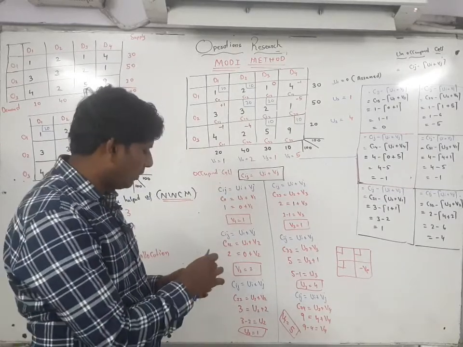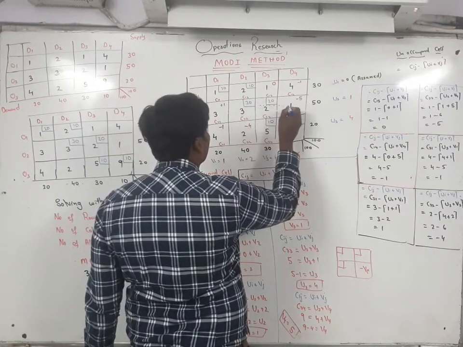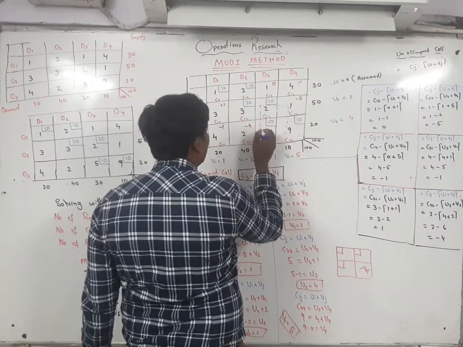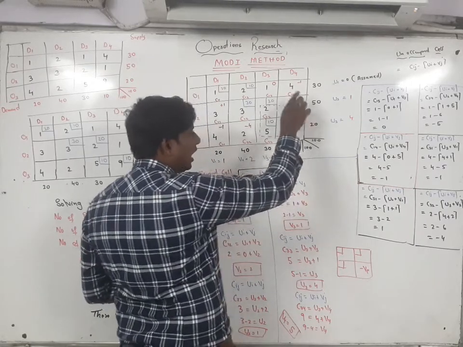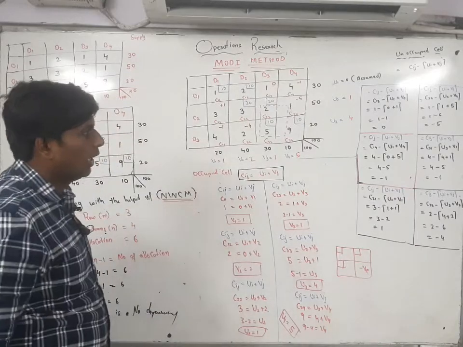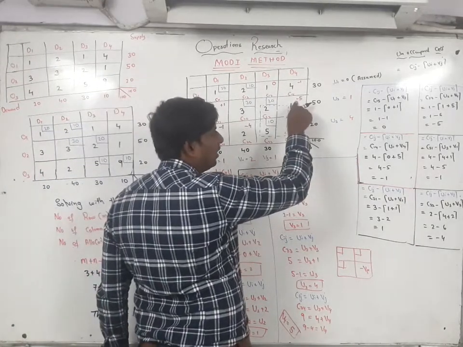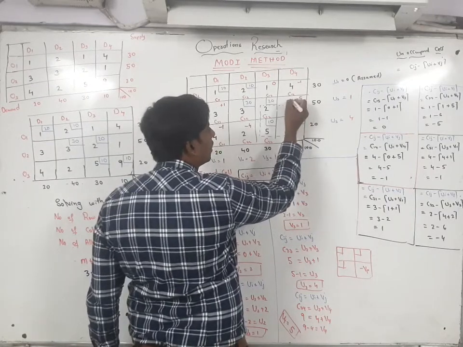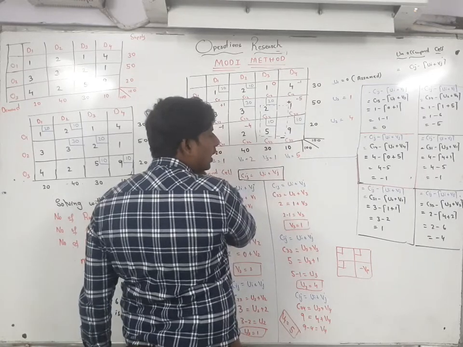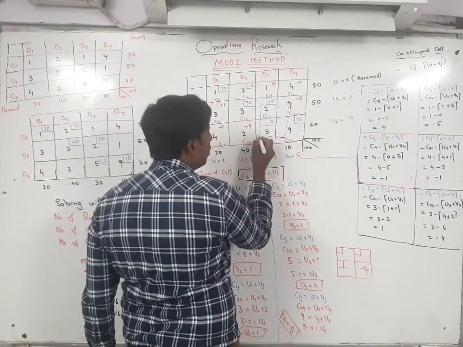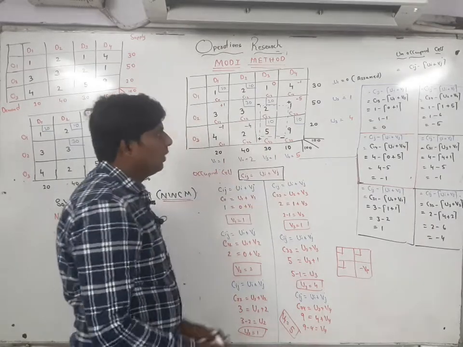So what I am doing, I am selecting this combination. If I select this combination, let's see what will happen. Where the unoccupied cell is there, negative sign is there. Which sign is it here? Negative. So here you have to take positive, here negative, here positive, and here negative. Like this you have to take.